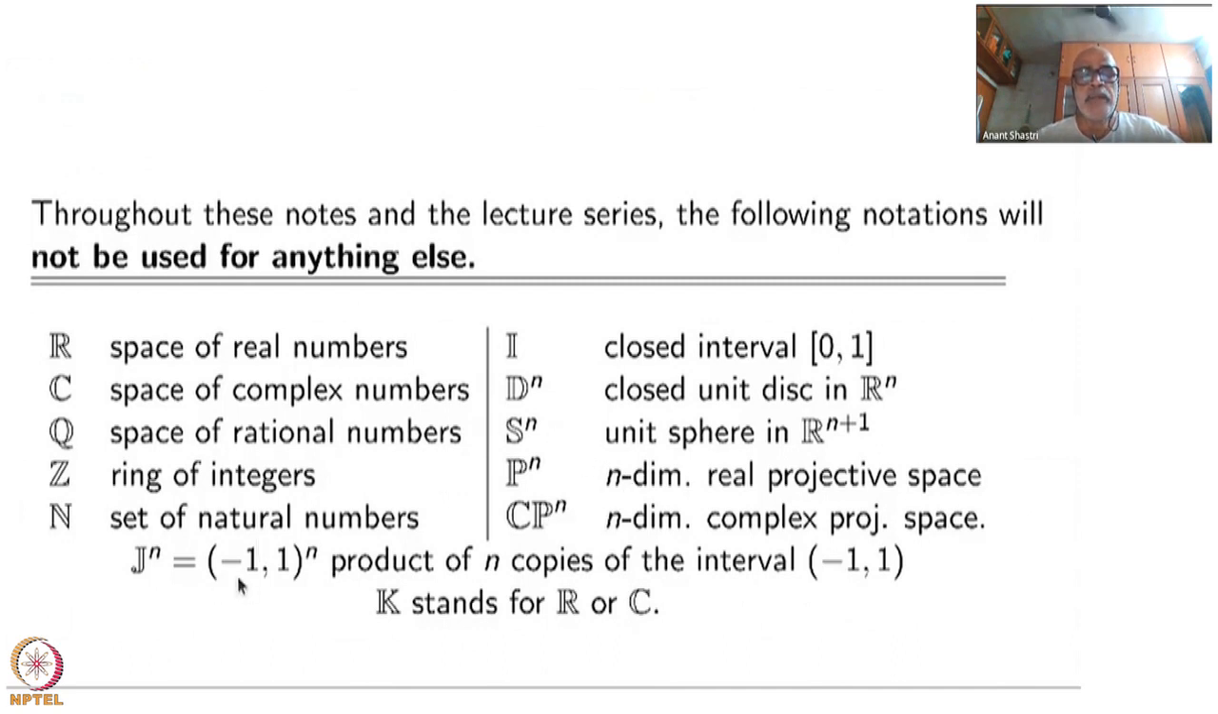Sometimes I need the open interval (-1,1) raised to n, for which I will use this Jn. Most important one is, often I have to deal with both real and complex fields simultaneously. So in that case, I will use this notation K. The context, if there is a special case, then we will mention it. Otherwise, this K will be either real numbers or complex numbers.